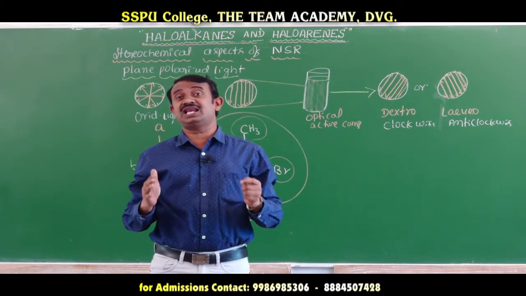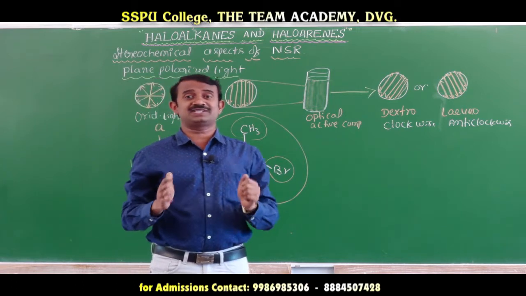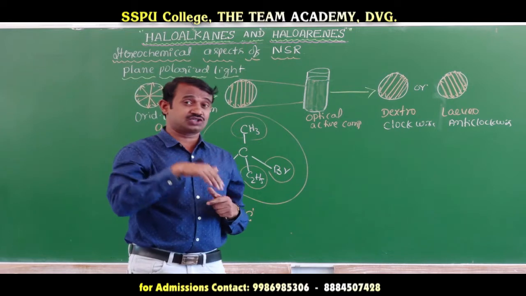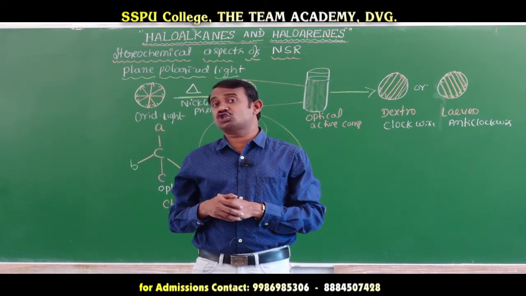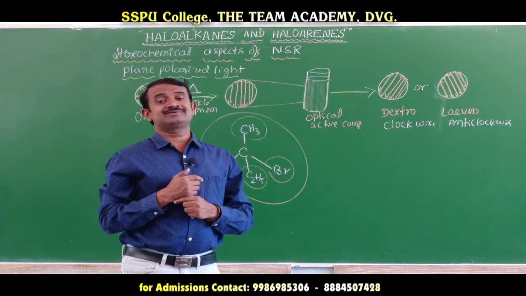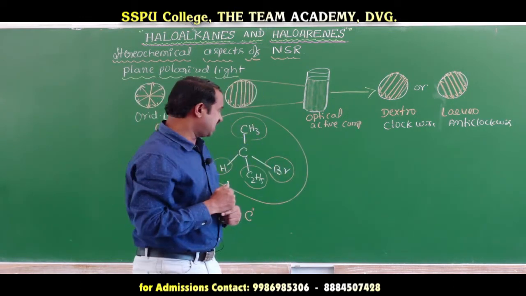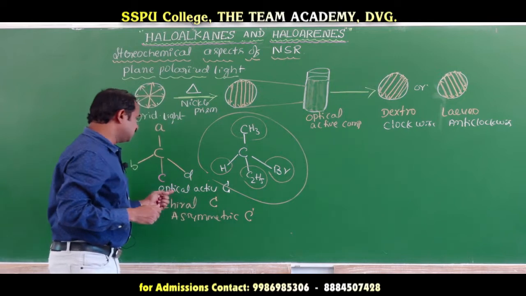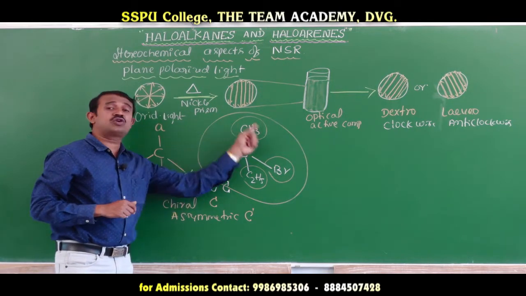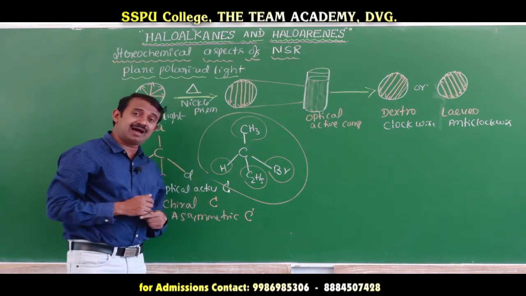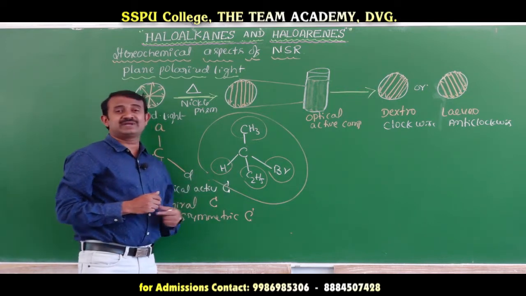What is optical activity? When plane polarized light is passed through an optically active carbon, it rotates, dextro or laevo rotatory, which is called optical activity. This is the first concept. What is a chiral carbon? A carbon atom containing four different atoms or groups of atoms is called a chiral carbon, that is, an asymmetric carbon.